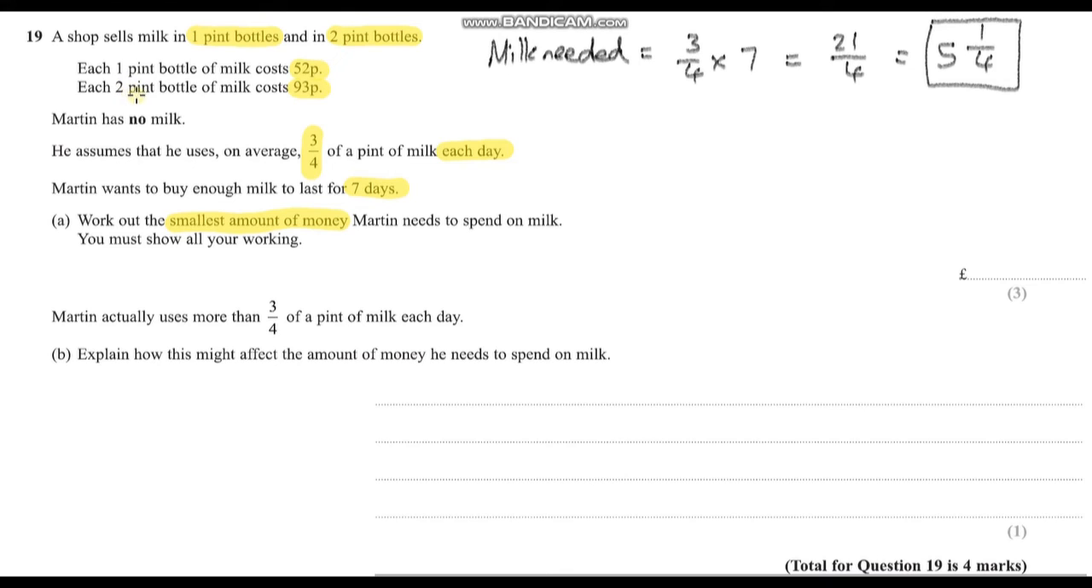If he bought 2 of them, that would be 4 pints. But he needs at least 5 1/4. Well, you can't buy them in quarter pints. You'd have to round that up to 6. So he'd have to buy 6 pints. And he can do that by buying 3 of these. So if he bought 3 of these ones, that would be 6 pints.